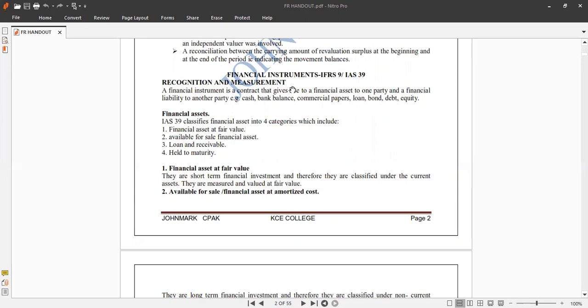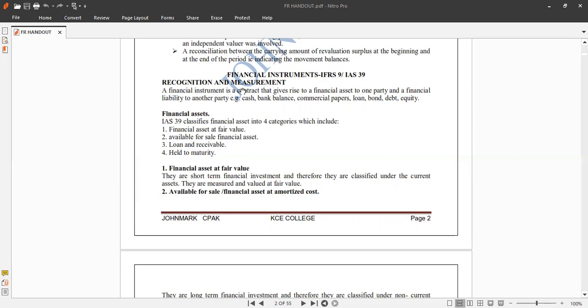So, for example, if you buy a bond from the government, that means we're investing in the government bond. So to you, it becomes an asset, to the government it becomes a liability. If you buy a debenture from a company, in that case, to you it becomes an asset, to the company it becomes a liability. If you buy a share from a company, that share becomes an asset to you, to the company it becomes a liability. If you take a loan from the bank, to the bank, that loan is an asset, to you it's a liability. Now that's what we call a financial instrument.